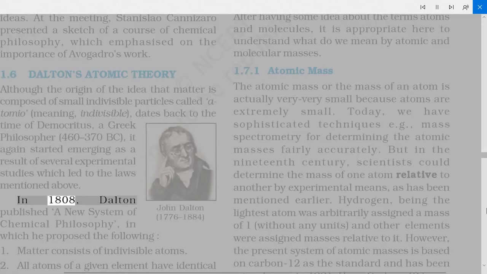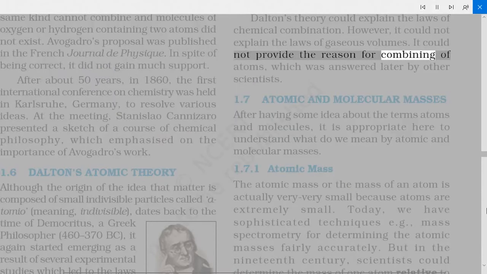1. Matter consists of indivisible atoms. 2. All atoms of a given element have identical properties, including identical mass. Atoms of different elements differ in mass. 3. Compounds are formed when atoms of different elements combine in a fixed ratio. 4. Chemical reactions involve reorganization of atoms. These are neither created nor destroyed in a chemical reaction. Dalton's theory could explain the laws of chemical combination. However, it could not explain the laws of gaseous volumes. It could not provide the reason for combining of atoms, which was answered later by other scientists.